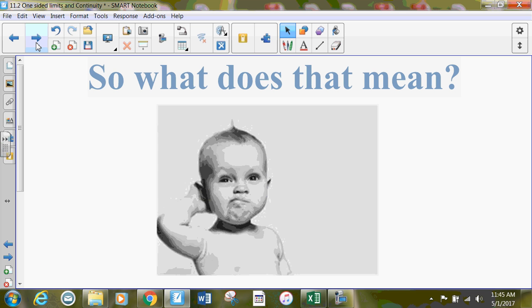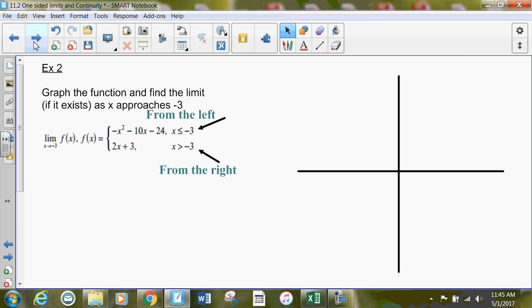So what does that mean? This baby's so cute. I'm not sure what discussion we're supposed to be having right now.